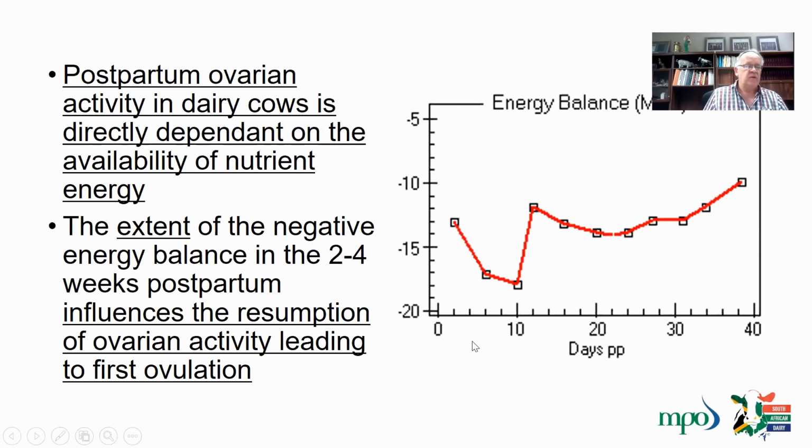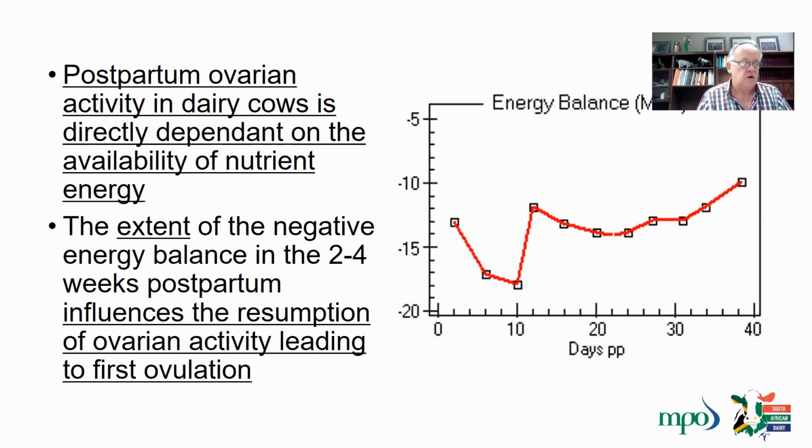I think this is also a very important graph. Post-partum ovarian activity in dairy cows is directly dependent on the availability of nutrient energy. If there's not enough energy, we're going to have a problem. That cow will be a problem cow. She will be a repeat breeder. She will come on maybe just a feeble little heat, it will last maybe half an hour, then it's gone, and then there's nothing. It's not a real proper heat that you actually want to have in a cow.